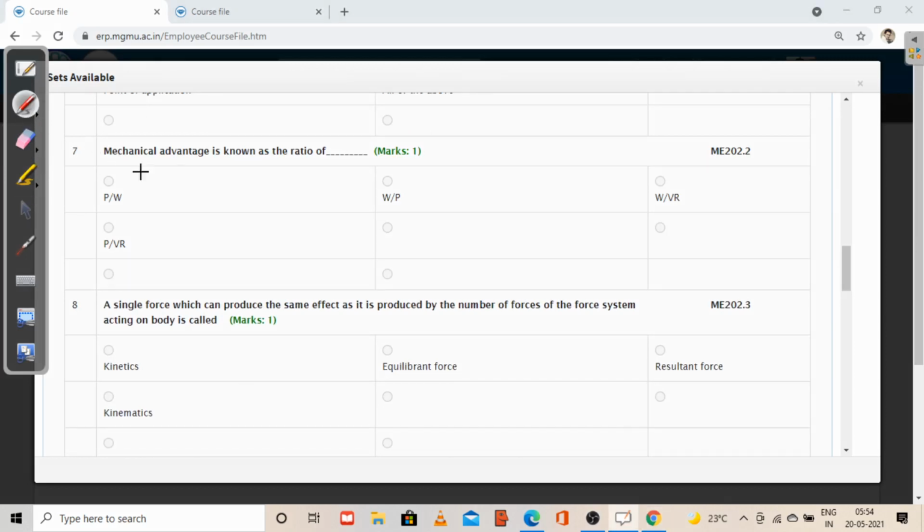Now if you see the seventh question, mechanical advantage is known as the ratio of, earlier I told you, it is the ratio of load upon effort. Simply, the definition of mechanical advantage is load upon effort. And load we denote by W and effort we denote by P. So load upon effort, W by P, you have to look for. It is not P by W, not P by VR, and not W by VR. So the second option is the right answer.